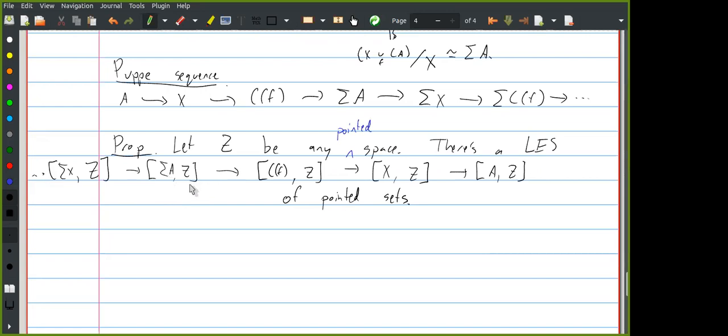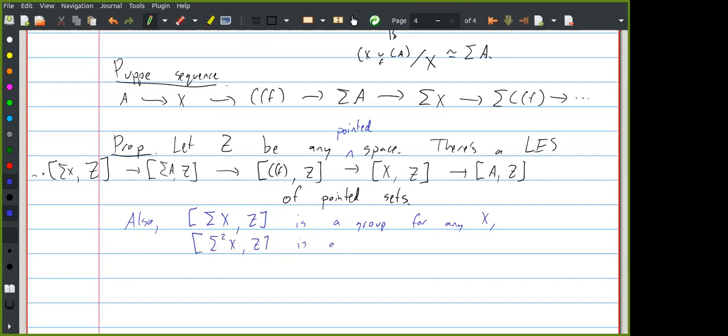Now, in addition, once we start getting to the terms in the sequence which have suspensions on them, these stop being just sets and they start being groups. So we should also note that maps from suspension of X into Z is a group for any X. And maps from suspension to X into Z is an abelian group. So once you get far enough to the left, this becomes a long exact sequence of groups. And once you get even farther, it becomes a long exact sequence of abelian groups.